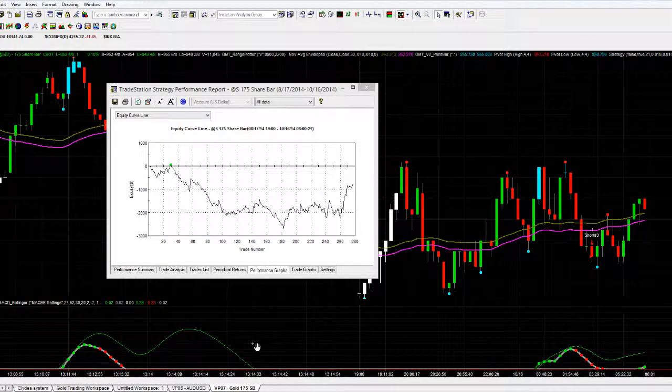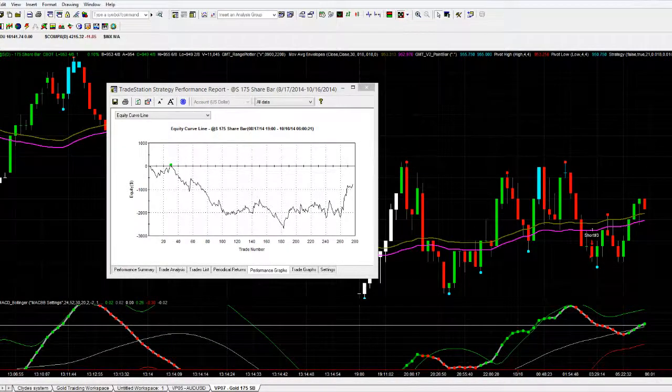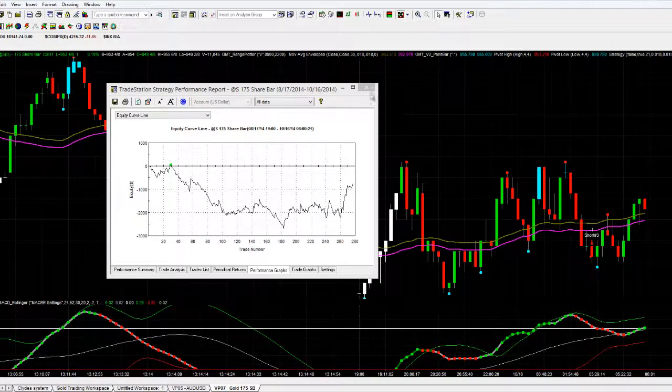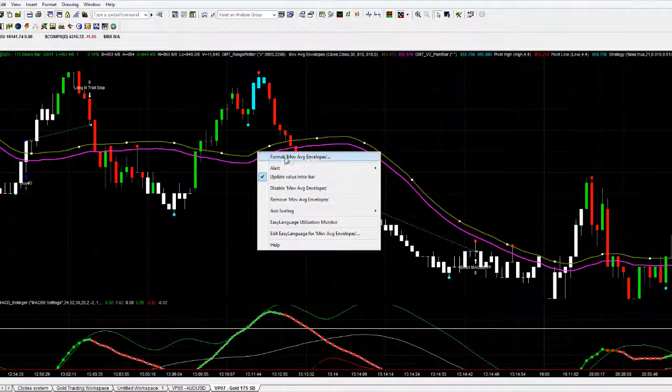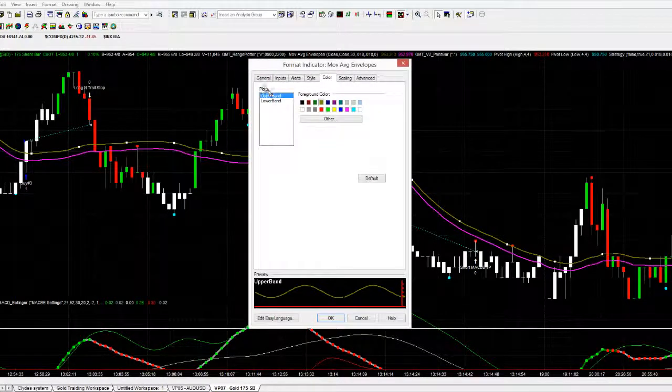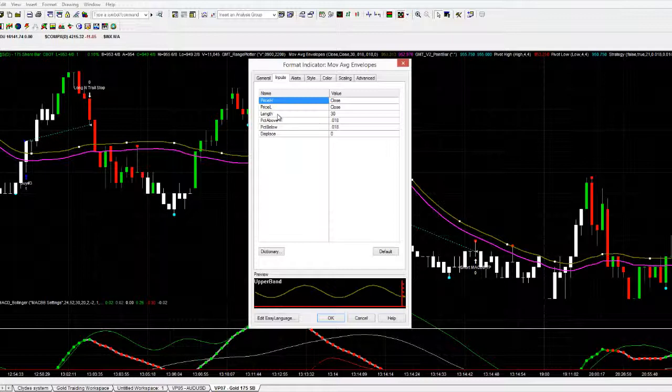Getting the most out of the system. So the strategy is very simple. It's really only got a couple of indicators that we're using. We are using the moving average envelopes. These envelopes are basically determining whether we get in and out of trades. Obviously the key inputs for the moving average envelope are really the driving component to your entry.